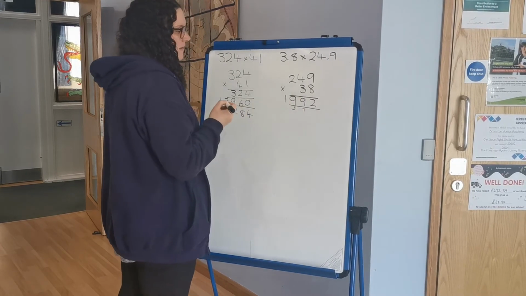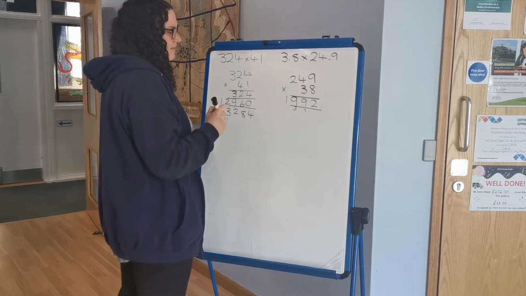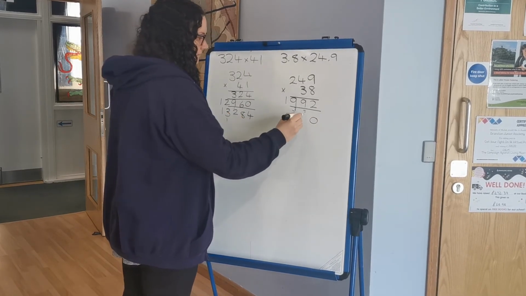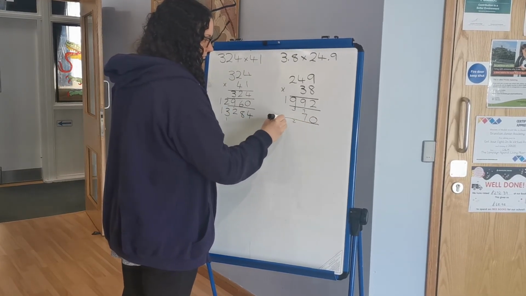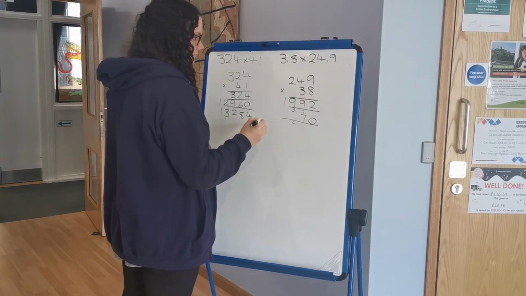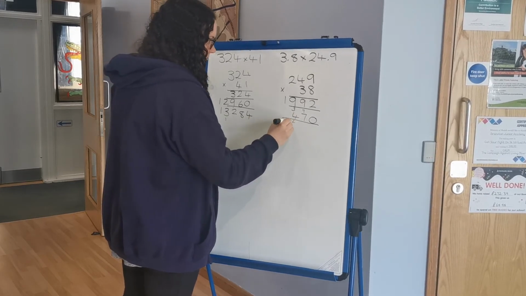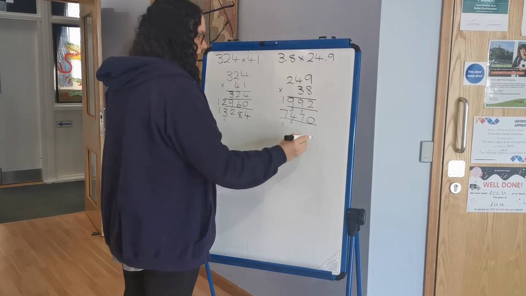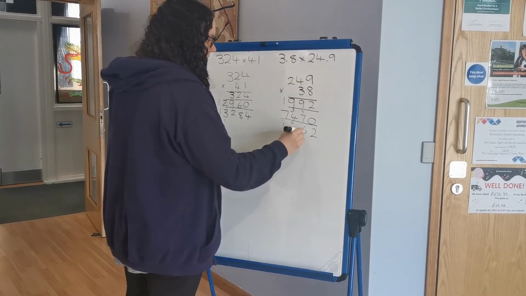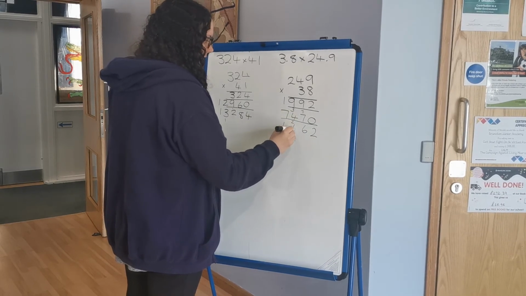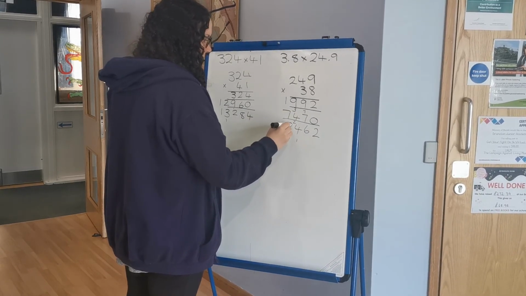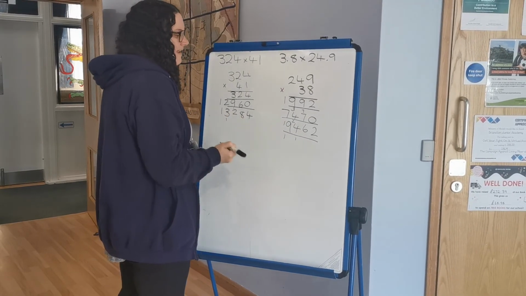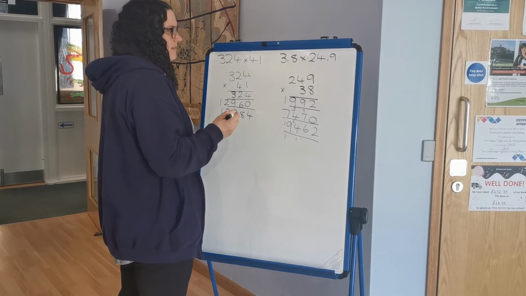Then I'm about to multiply now by the 3, but it's not 3 because it's in the tens column, it's 30. So I put my 0 placeholder. When I finish with the multiplication, I do an addition of the numbers in the answer box. Leaves me with 9,462.